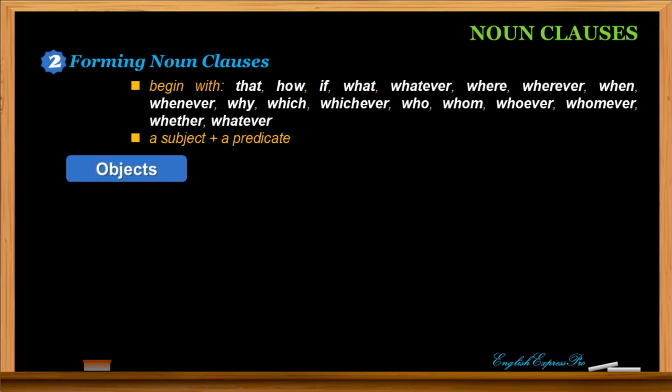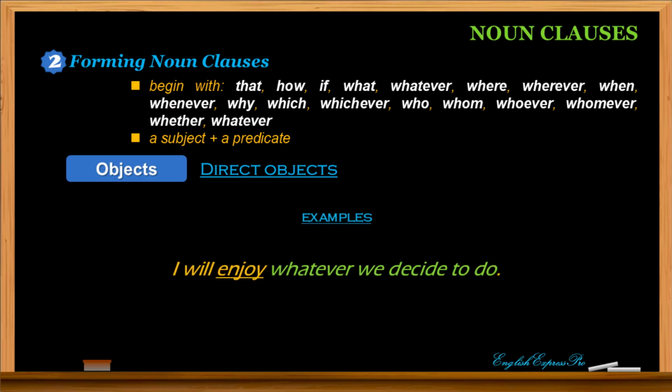Objects. Remember that intransitive verbs do not take direct and indirect objects, so you will only find noun clauses used as the objects of transitive verbs. Direct objects. A direct object is a person or thing that directly receives the action of the verb.